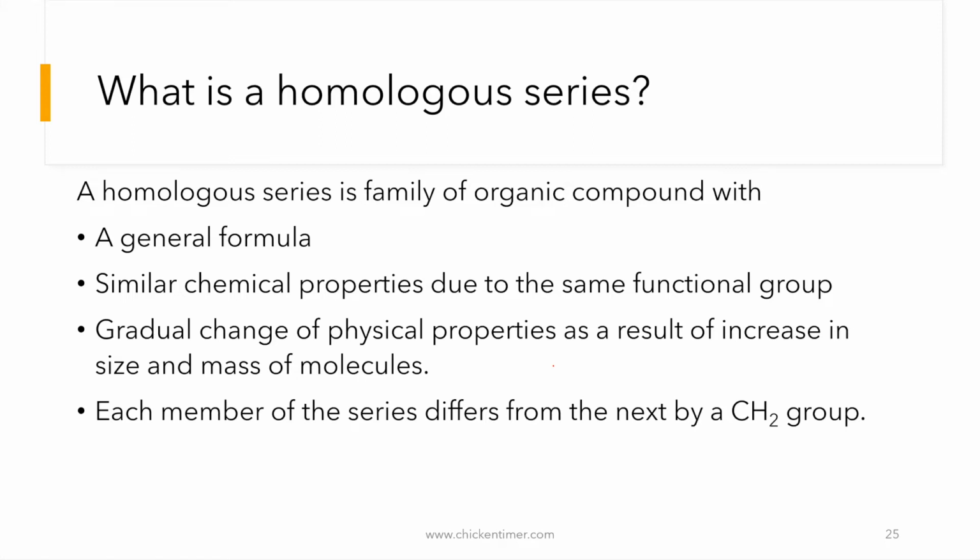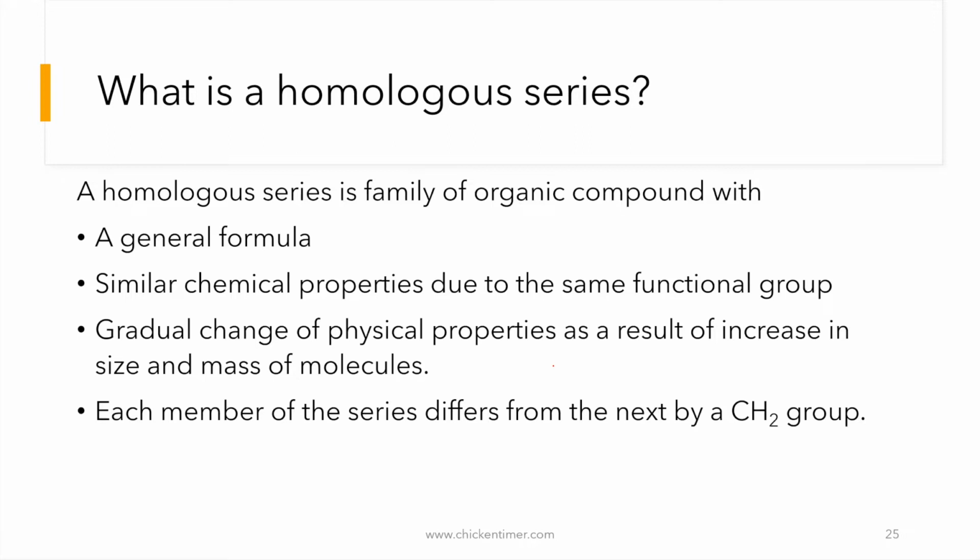You can think of homologous series as something like group 1, group 2, group 3, group 4, group 5 in your periodic table, but this is for organic compounds only. A homologous series is a family of organic compounds. It's like a group 1, but now it has a name. It has a general formula, that means you have a formula to represent everyone in a homologous series. All the members in the homologous series will have similar chemical properties because they have the same functional group. I'll tell you what a functional group is later.